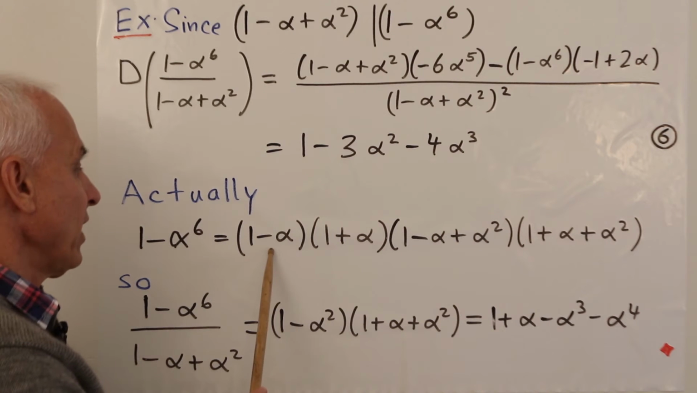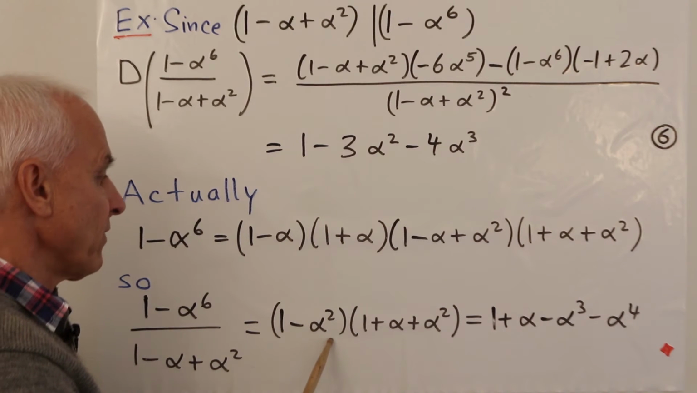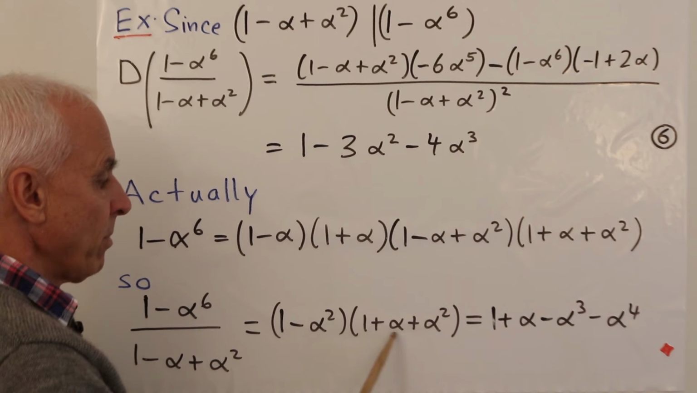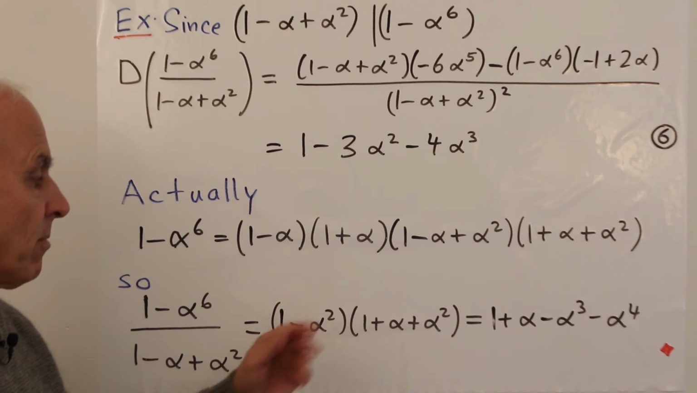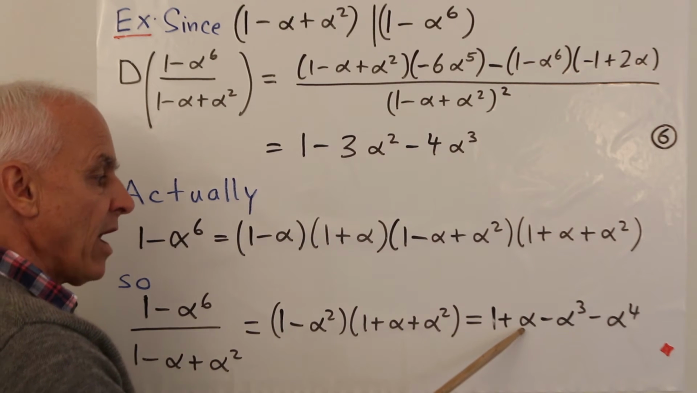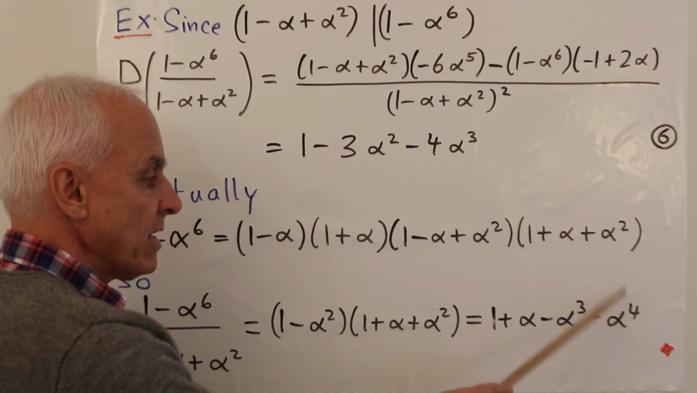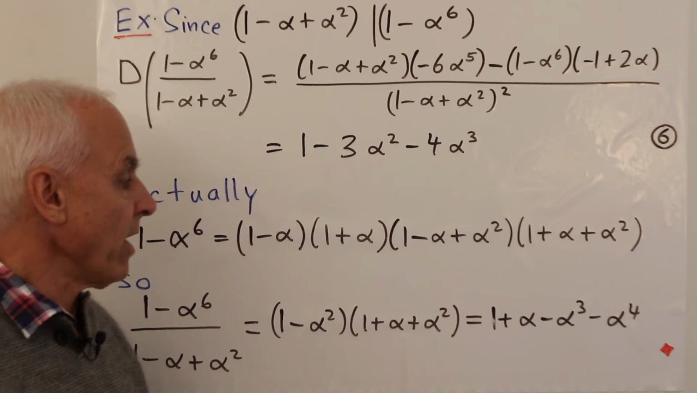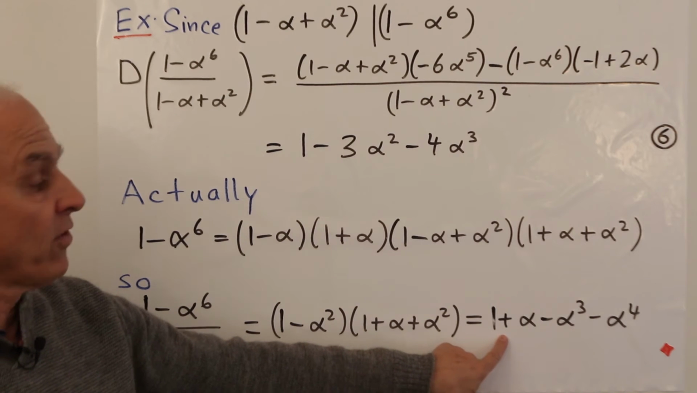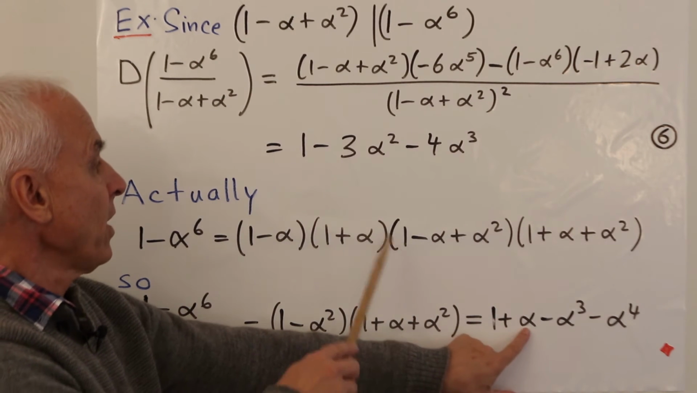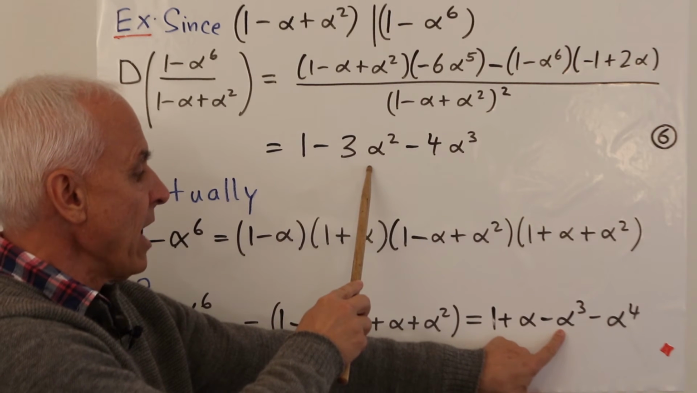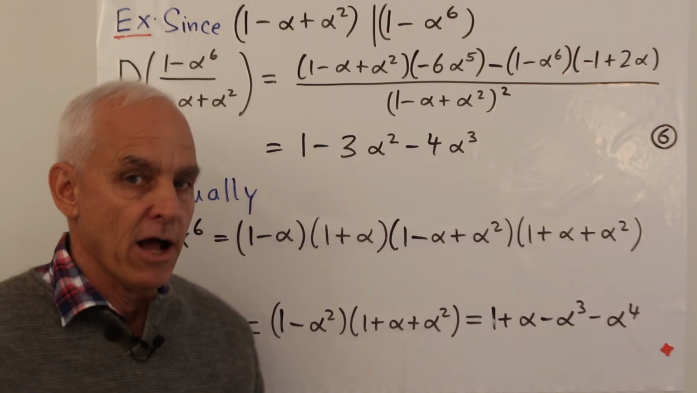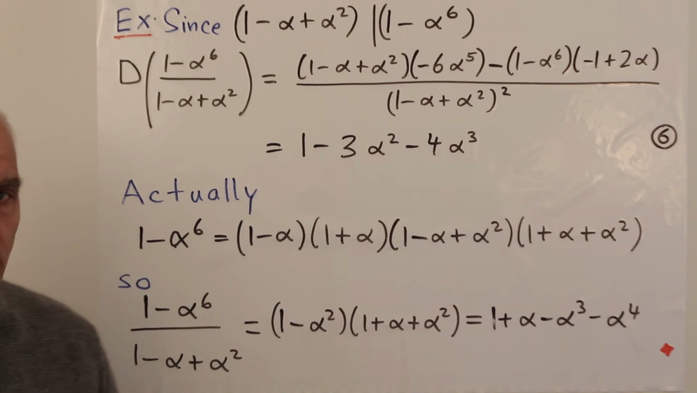And we can also see what the quotient is directly. The quotient directly is just the product of these two, 1 minus alpha squared, times this term here, 1 plus alpha squared, and you can multiply that out to get 1 plus alpha minus alpha cubed minus alpha to the 4th. And so then we can check that everything is all right, because if we take the derivative of this, we're going to get 0, 1 minus 3 alpha squared, and minus 4 alpha cubed, as the quotient rule tells us.